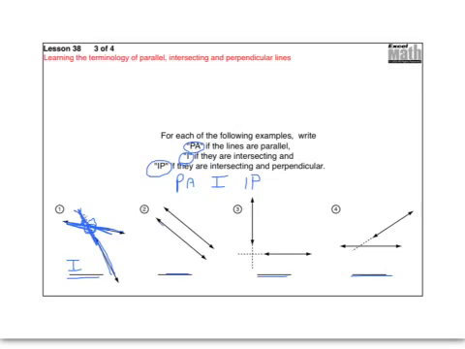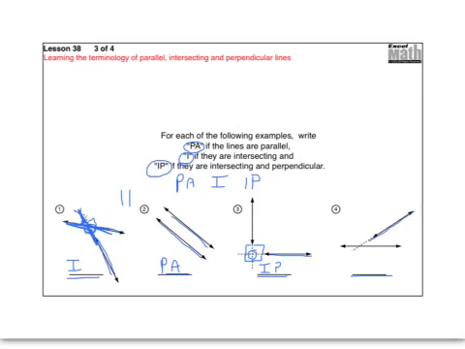Number 2, these lines would never cross. They're like railroad tracks. They look like that double L in parallel. So you should have written PA. And then these lines obviously would cross right here. When they do cross, they're going to form 4 right angles, 4 corners that all look the same. So we're going to say that that's intersecting and perpendicular.